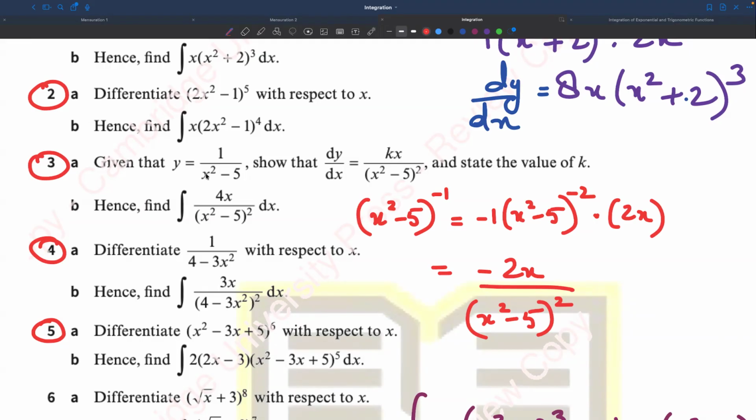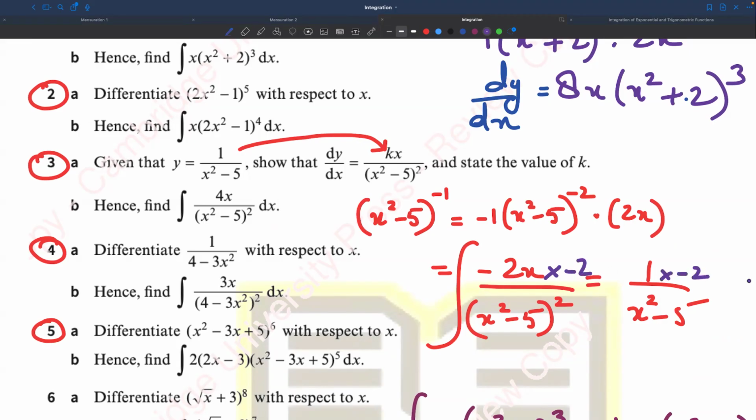Anyways, now, once you have shown that the differentiation of this is kx upon this, it means the integration of this, first, let's do it like this, step by step. Okay? The integration of this should be 1 upon x square minus 5. Now, let's check in the question what is happening. Over here, instead of minus 2x, I have 4x, positive 4x. What should I multiply by? Minus 2. So I should multiply by minus 2 on both the sides. Khatam, that's it. Minus 2 upon x square minus 5 should be the answer. Someone, did you understand? Easy peasy.